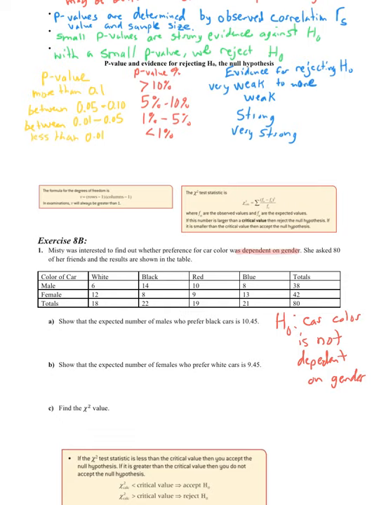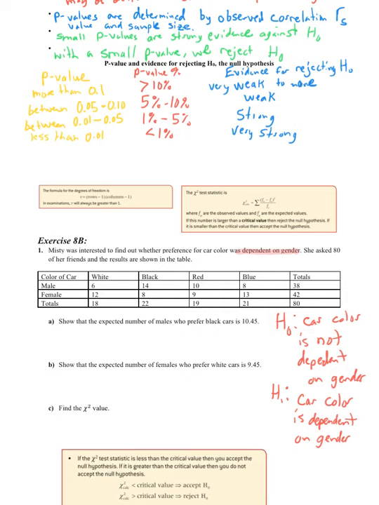Does that make sense? Independent is what the null hypothesis is trying to prove, independence. So we always write our null hypothesis to be the opposite of what the question's asking. And then we can say the alternative hypothesis is car color is dependent on gender. All right.